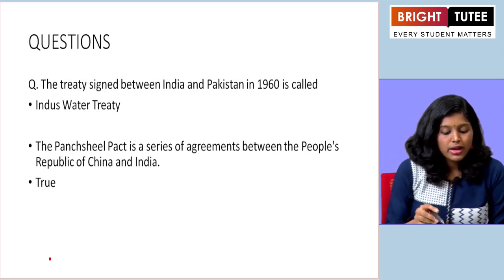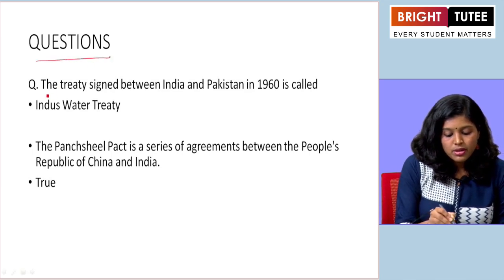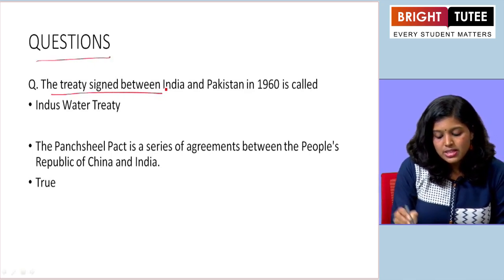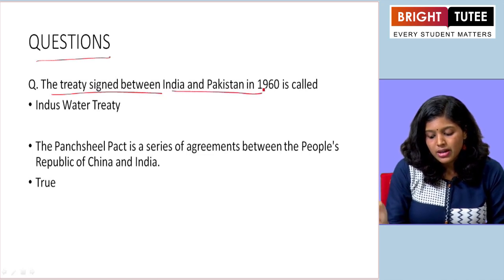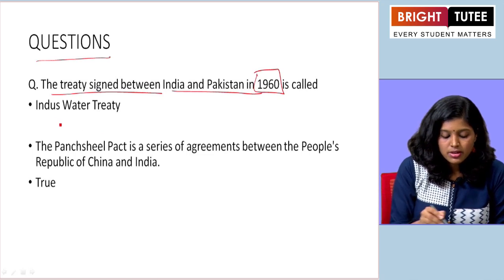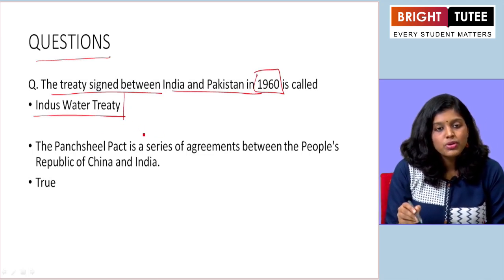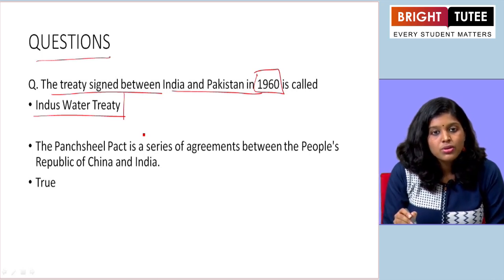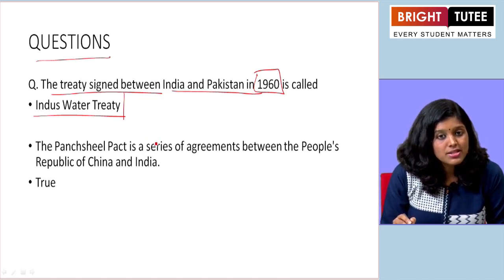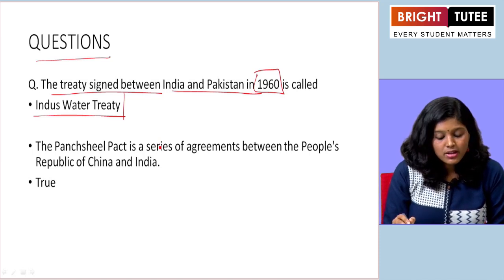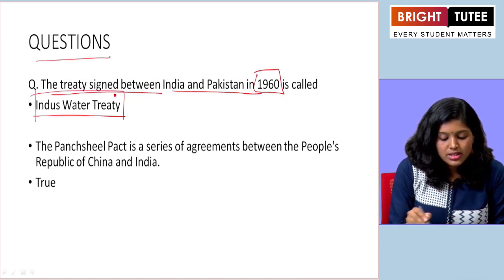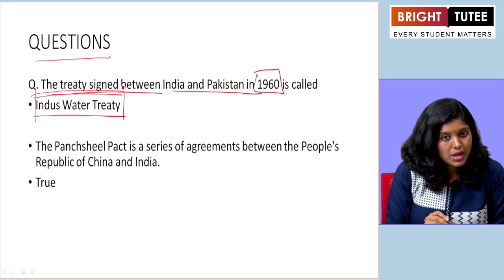The first question: the treaty signed between India and Pakistan in 1960 is called, we know, the Indus Water Treaty. The dispute over water, and how the World Bank comes in as a mediator, and then the Indus Water Treaty gets signed between India and Pakistan.